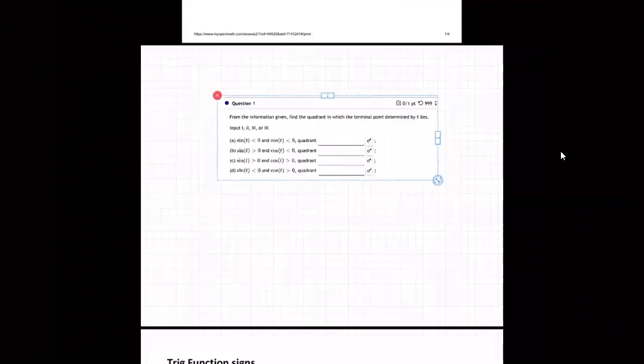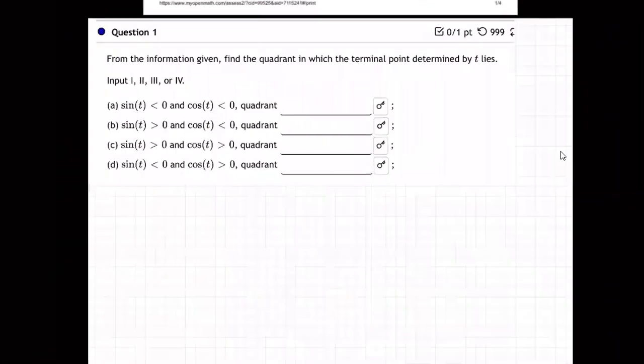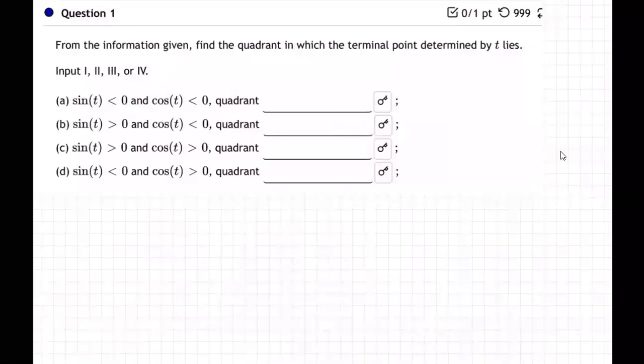There it is. Question number 1. So what are they telling us exactly? Well, specifically, they're saying the sine is less than 0. That means that the sine is negative, doesn't it? You tracking with me? If the sine is less than 0, things that are less than 0 are negative. And what does it say about cosine? For part A anyway, cosine is also negative.